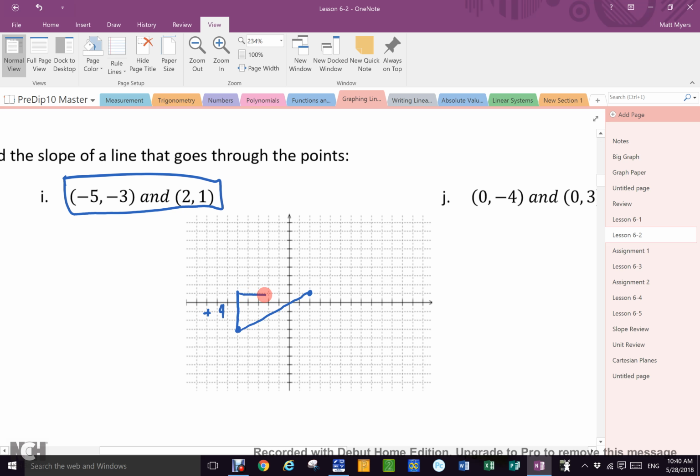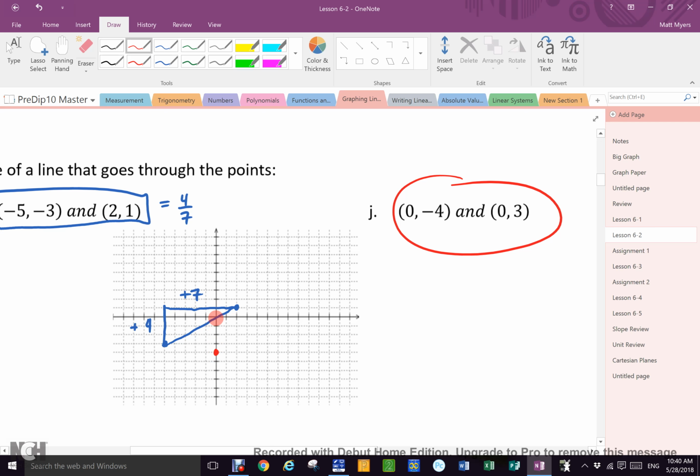Great. Now, what do I do here? I'm going to do that one in a red line. Where do I go? Down 1, 2, 3, 4. And up 1, 2, 3. There's my line. What's my rise? 7 over what? Which is undefined.